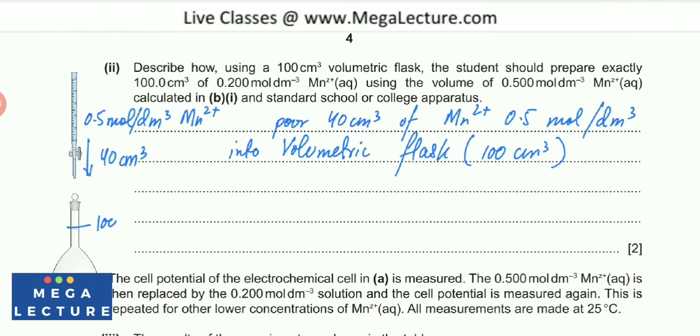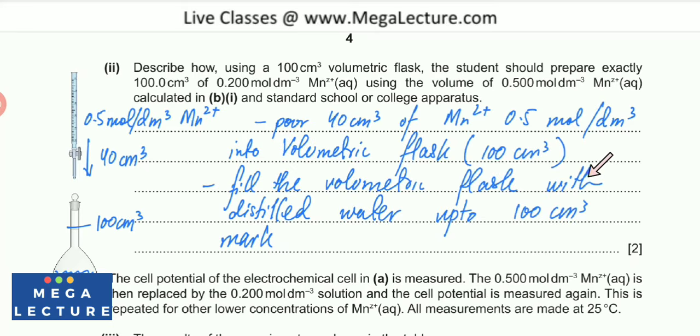So take a 100 cm cube volumetric flask, because you're asked to prepare a 100 cm cube solution. Let's say the original solution has been poured, and this is your volumetric flask after pouring 40 cm cube. What's the next step? Get rid of the burette. You've added 40 cm cube. Now you're going to dilute it by adding water. So fill the volumetric flask with distilled water up to the 100 cm cube mark. Always remember to use distilled water, and that solutions are always made in a volumetric flask. That is going to get you your 2 marks for this question.